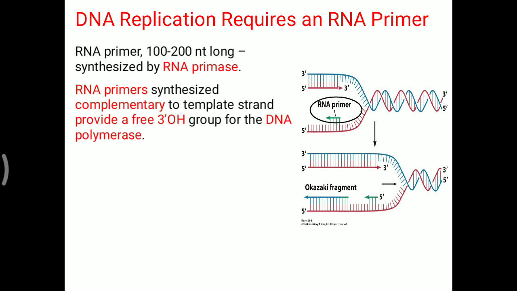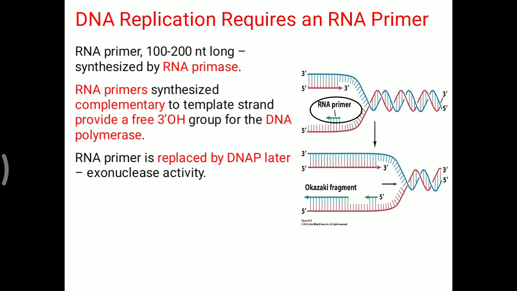for DNA polymerase activity. We have seen that DNA polymerase alpha is needed for lagging strand formation and DNA polymerase delta for leading strand formation, but this DNA polymerase will work only if a free 3' hydroxyl group is provided by the RNA primer. So for the activity of DNA polymerase, the RNA primer is needed. Once the RNA primer is utilized, it is replaced by DNA polymerase later on, which works with exonuclease activity.